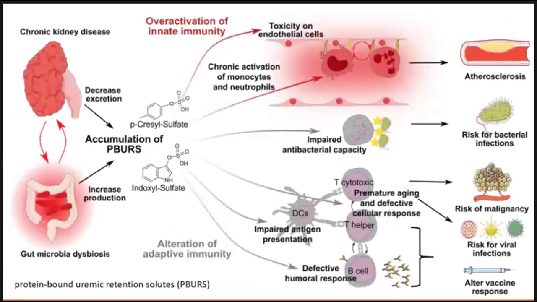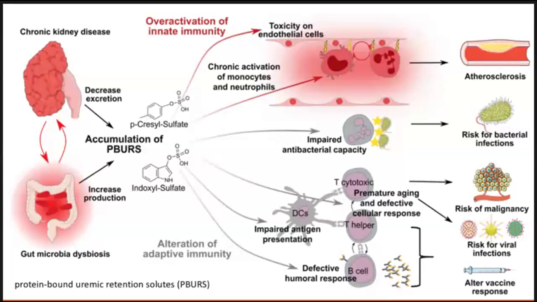Right. So this is one slide that is very interesting and has come into the picture recently. When you have chronic renal failure, there will be what we call gut dysbiosis. With gut dysbiosis, there will be accumulation of protein-bound uremic retention solutes in the blood. These solutes can cause atherosclerosis. At the same time, the important thing for us is that these protein-bound uremic retention solutes can impair the antibacterial capacity of the macrophages, increasing the risk of bacterial infections.